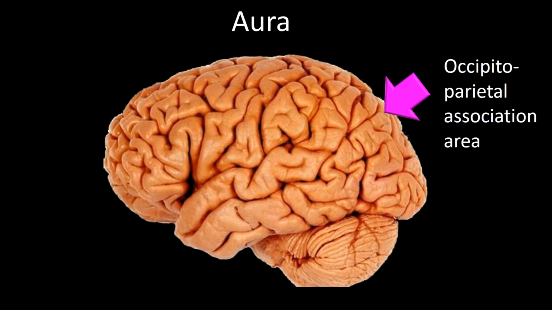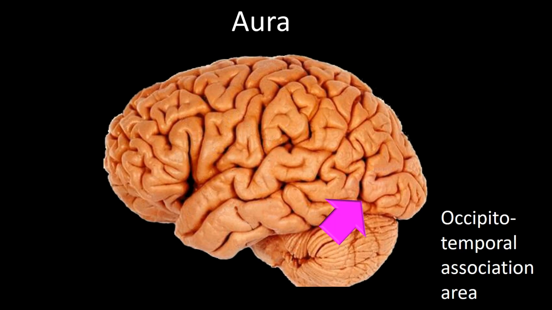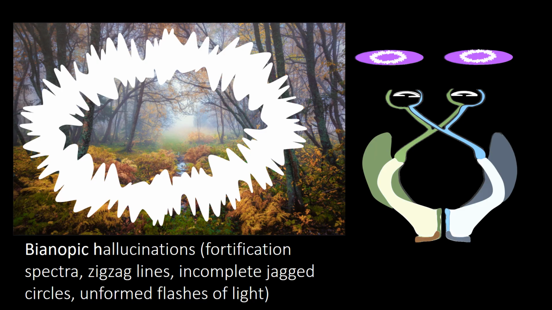More rostral lesions involving the parieto-occipital unimodal or multimodal association areas, or those involving the occipital-temporal association areas, even when restricted to one hemisphere, can produce bilateral optic hallucinations and even body distortion hallucinations.